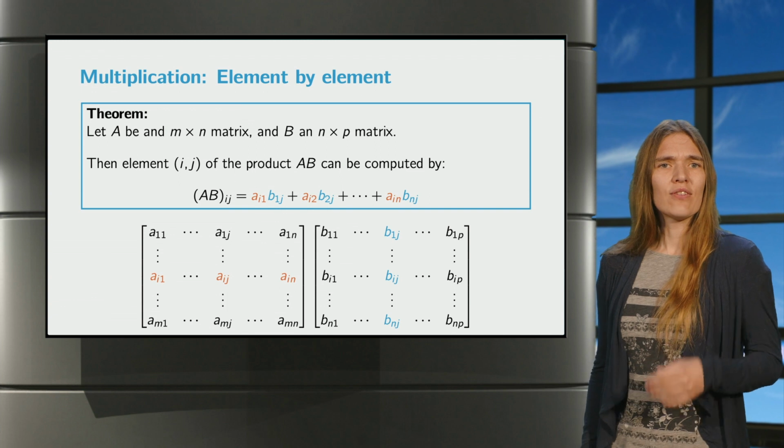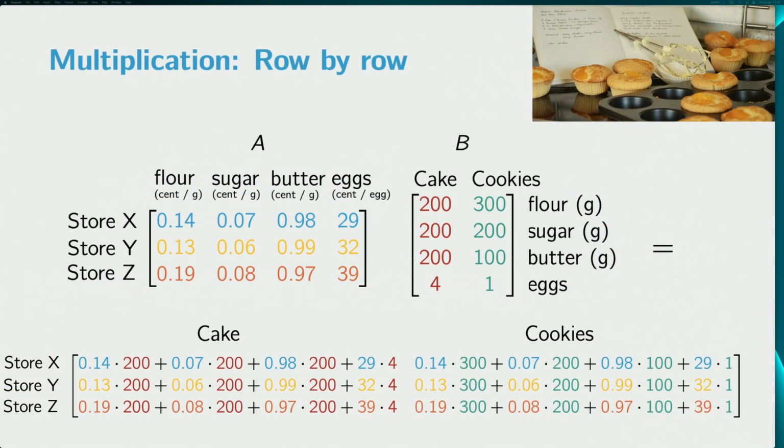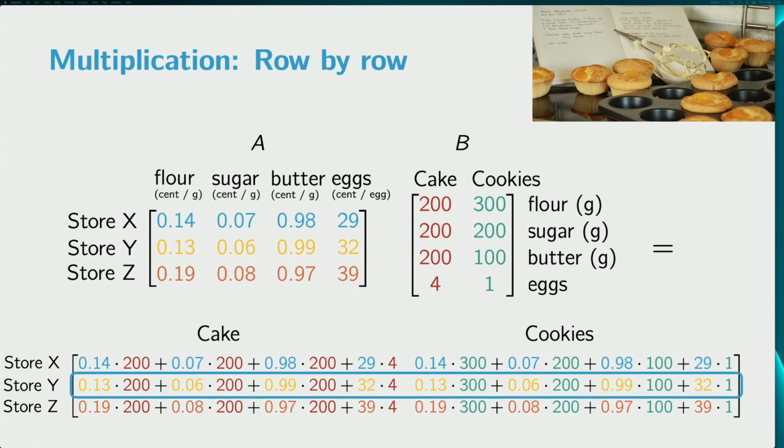Let's return to our cake recipe slide. Its colors can help us find a third perspective on the matrix product. There is a pattern in the construction of the rows of AB. For example, note that row 2 of AB can be regarded as the product of row 2 of A with the entire matrix B. To get the prices for our baked goods at store Y, we need the ingredient prices at store Y and both the recipes. Prices at other supermarkets are not relevant.